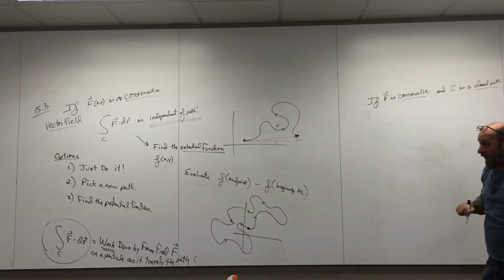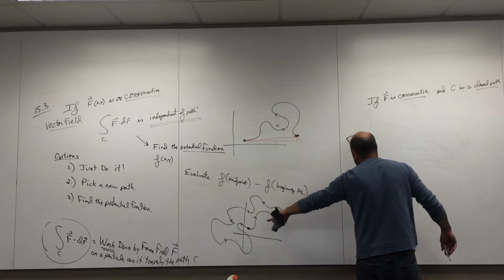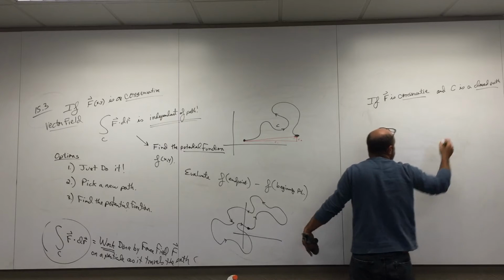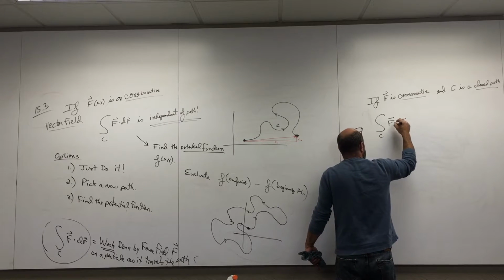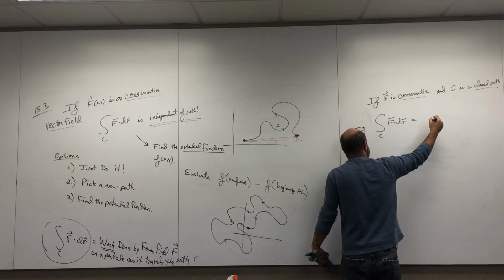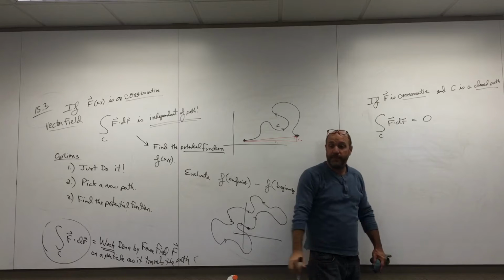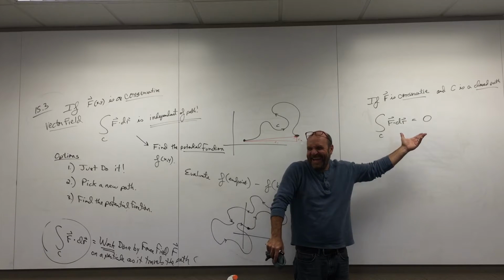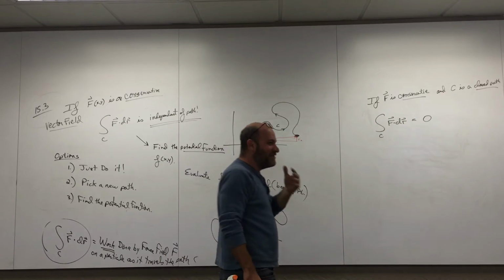It's a closed path, like my picture, or just a simpler picture. Sorry for the extravagance there. If F is conservative and C is a closed path, dude, this integral is, can you tell me? The work done is 0. Right. So how many of those do you want on your test? Every single one. That's right.